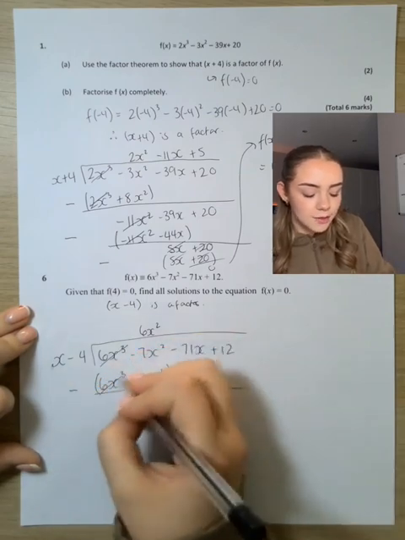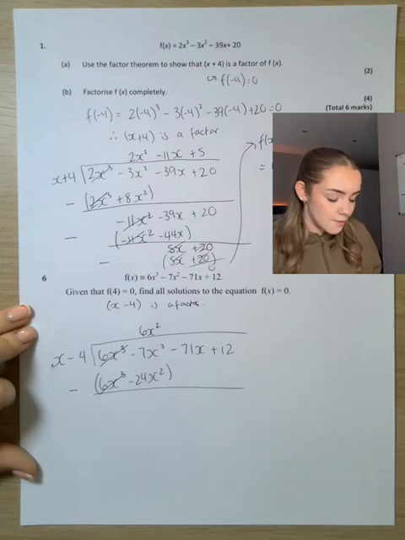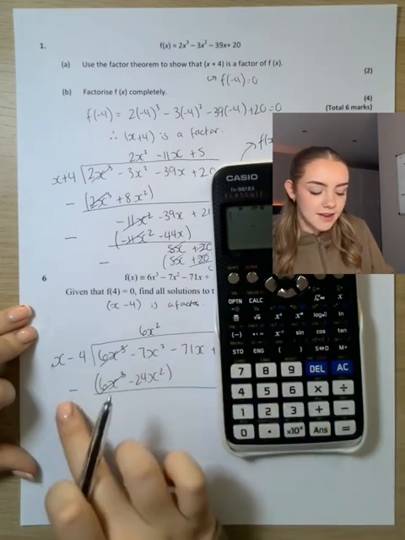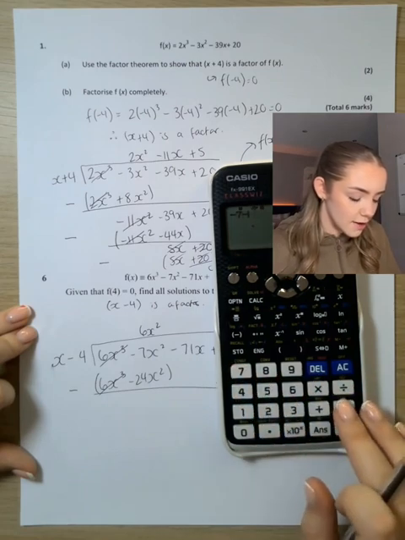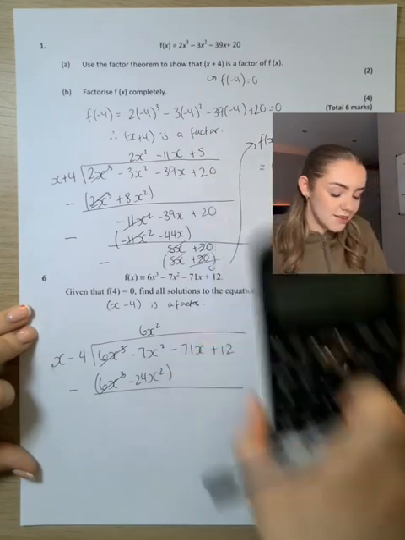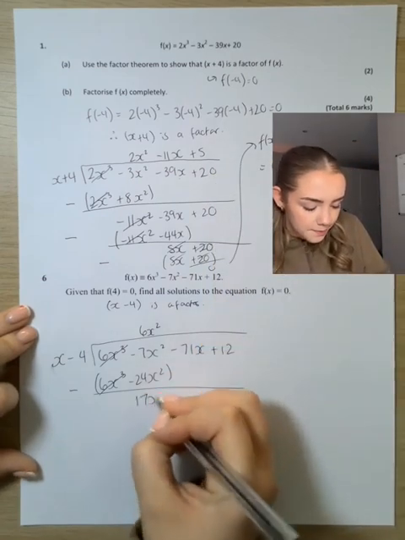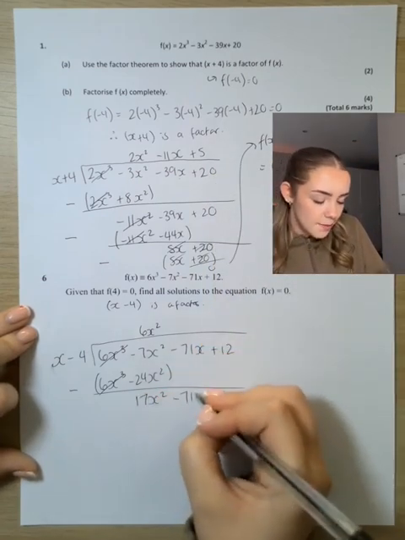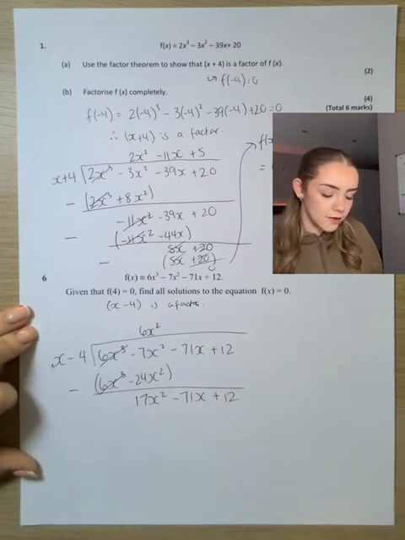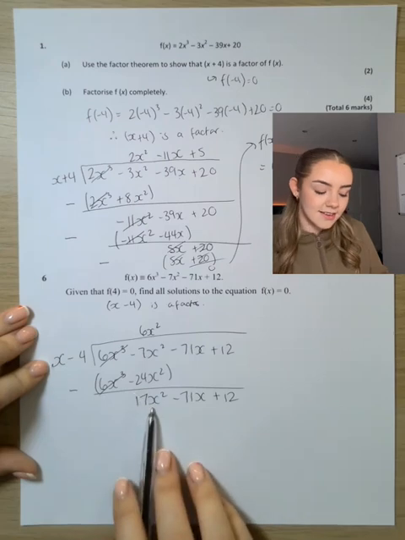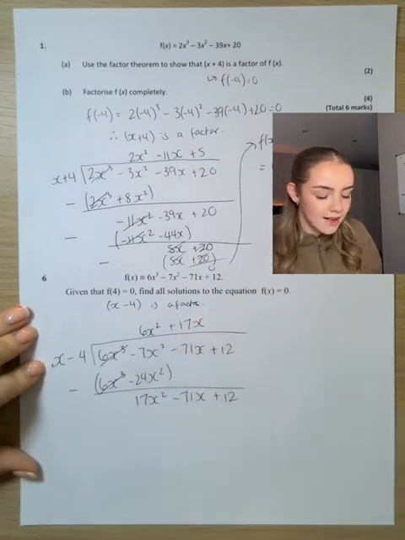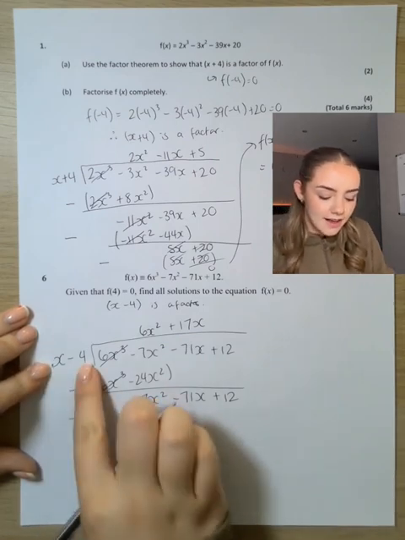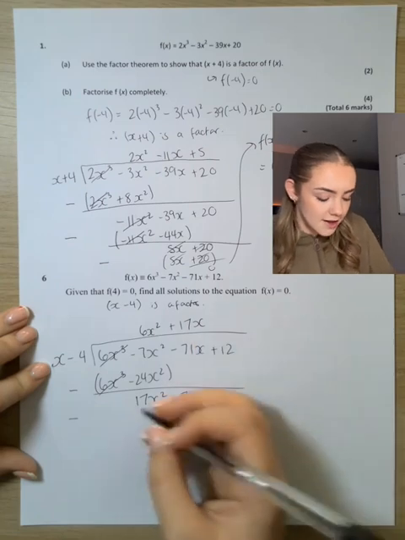6x cubed take away 6x cubed will cancel out. And we've got minus 7 take away minus 24. So that will be 17x squared. And then minus 71x plus 12. Now to get from x to 17x squared, that will be plus 17x. So again, take away x minus 4 times by the 17x.